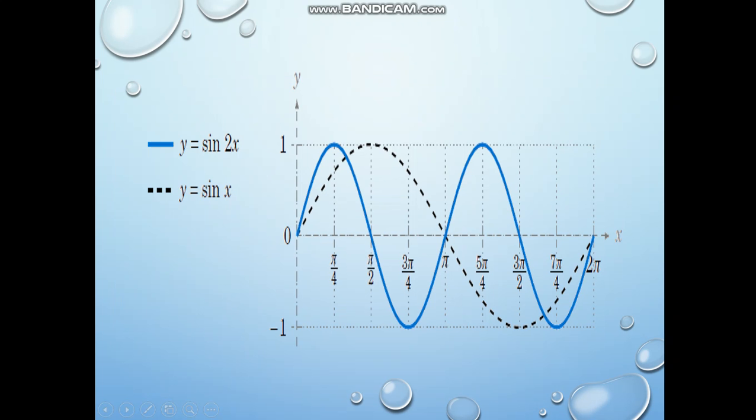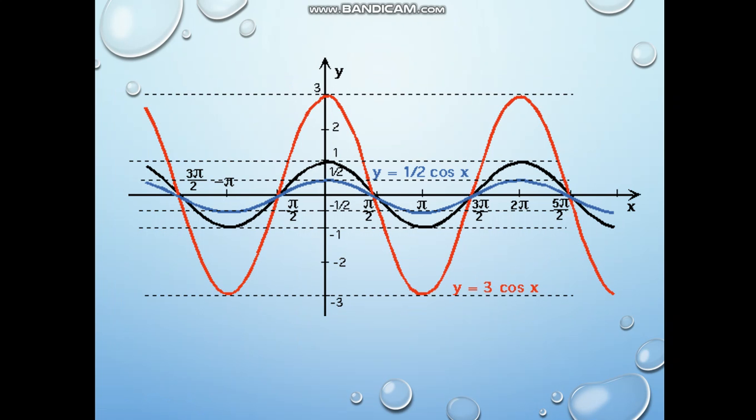Here, I want to show you how period affects the graph of sine. As you can see, for y equals sine 2x, the blue one, there are two waves or cycles within one interval of 2 pi, while for the dotted line, y equals sine x, there is only one cycle or wave within the interval of 2 pi.